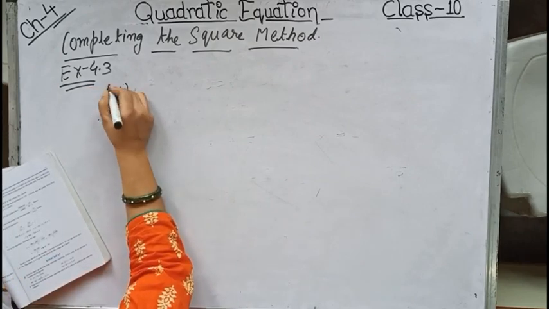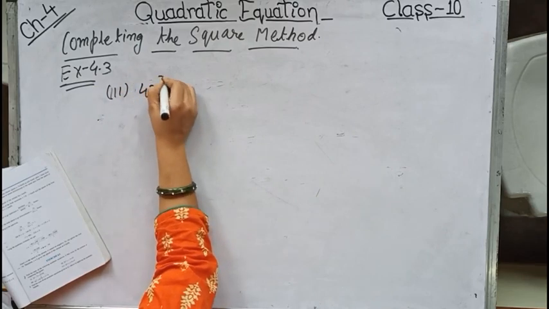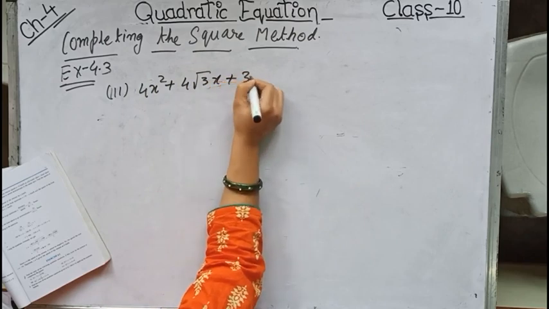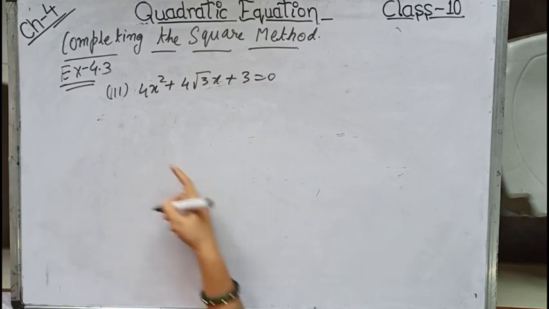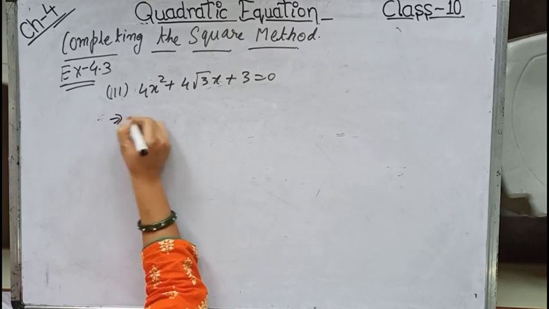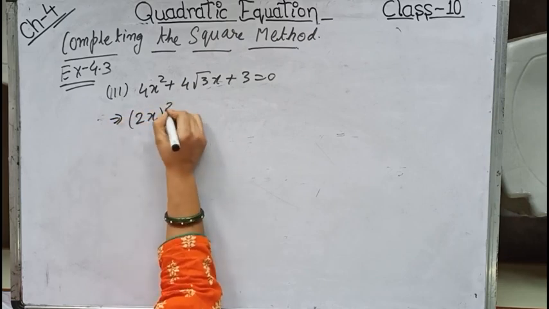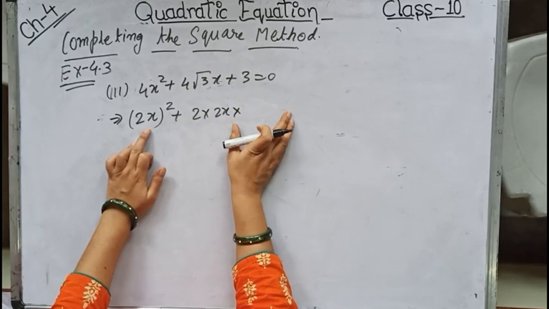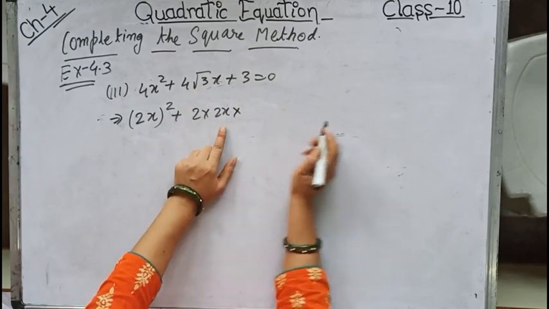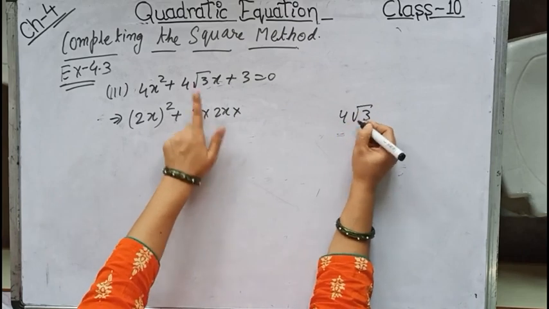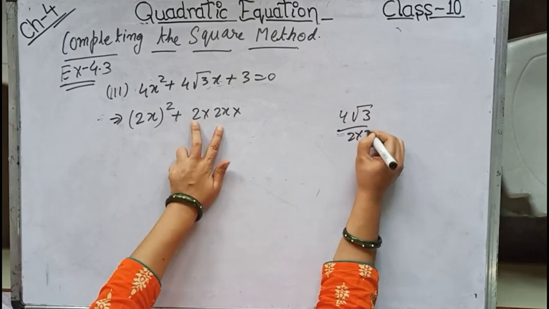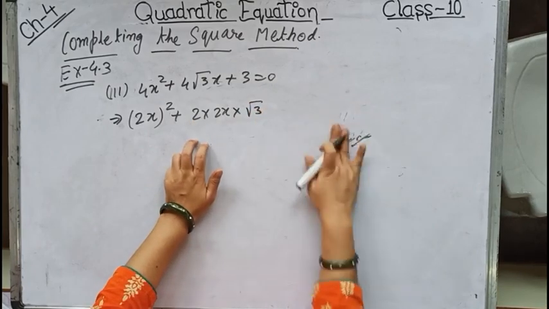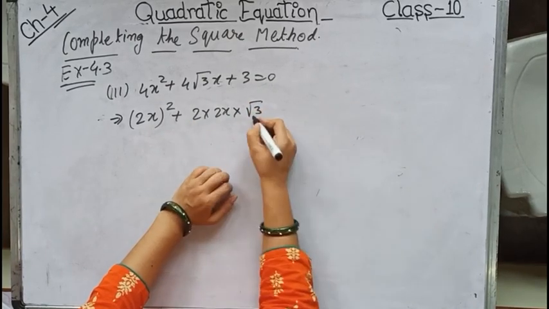Number 3 I am solving. 4x² + 4√3x + 3 = 0. This is already a complete square, so no need of multiplying or dividing. (2x) whole square plus 2 into first term into, what should I write, second term, so that it should become this much. For that I have told you this one divided by the product of these two. So it's root 3, so my second term, that is the b term, is root 3.